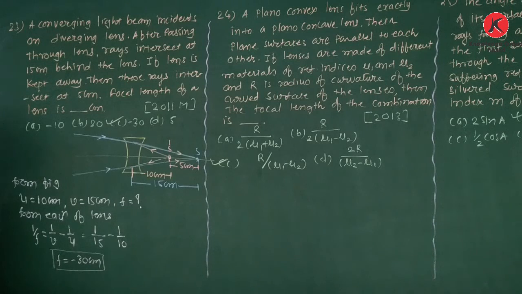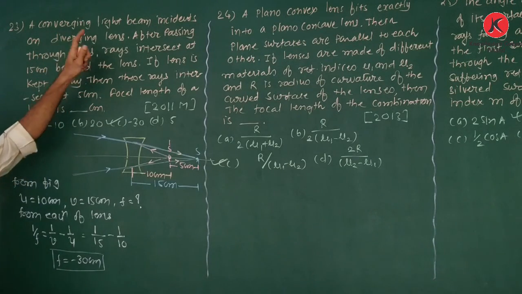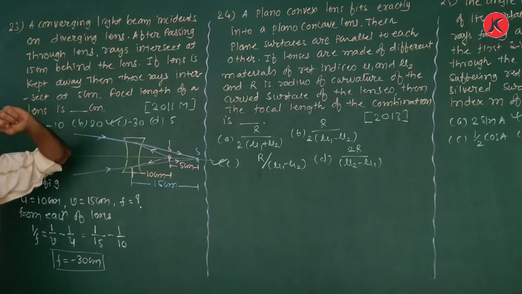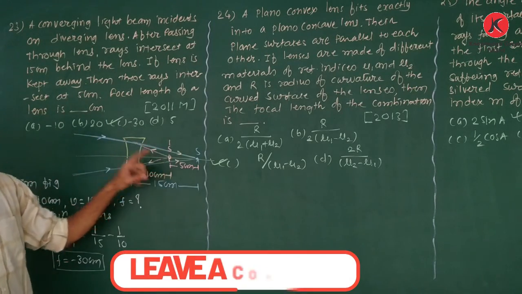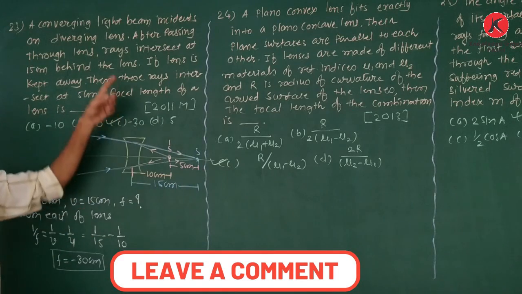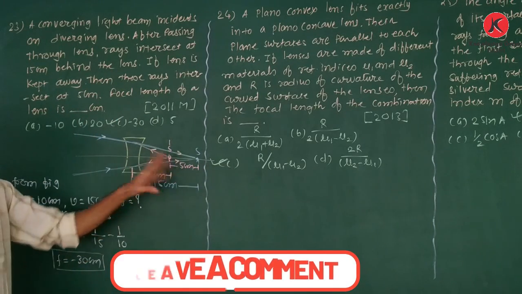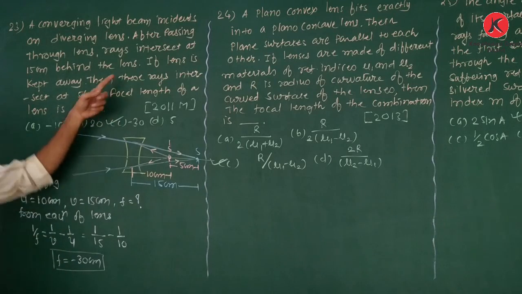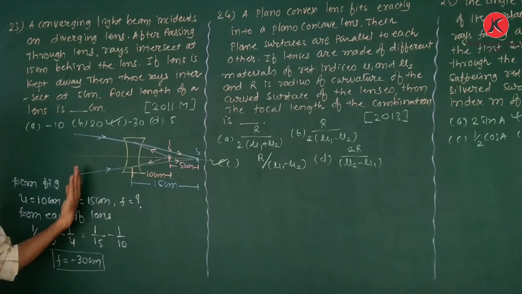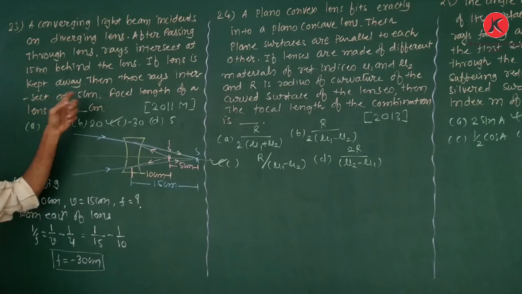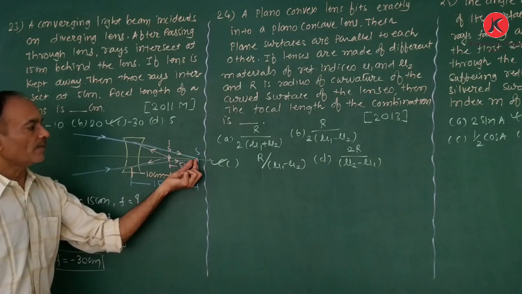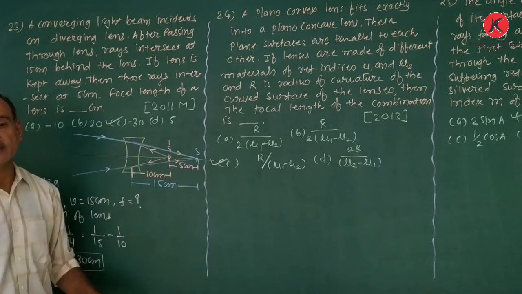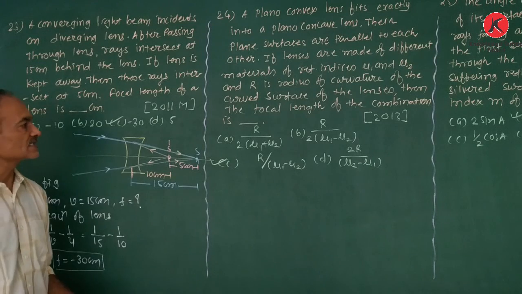Clear this? Here in the numerical, a converging light beam is incident on a diverging lens. Diverging lens, that means the concave lens. So this beam is focused at 15 cm distance behind the lens. Right? Okay. Slightly, if the lens is kept away, what happens? These rays intersect at 5 centimeter distance. That means the point of intersection is shifted by 5 centimeter distance from the lens.